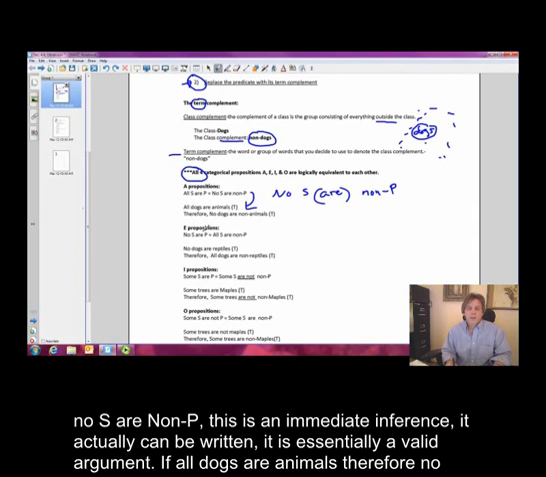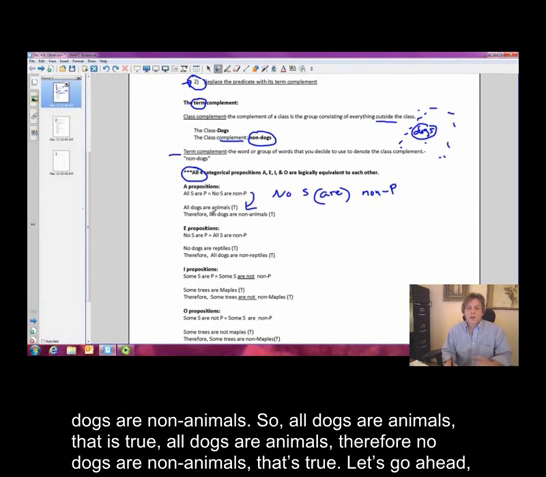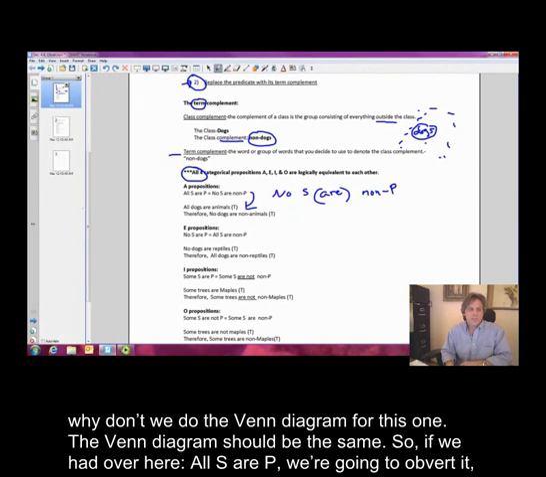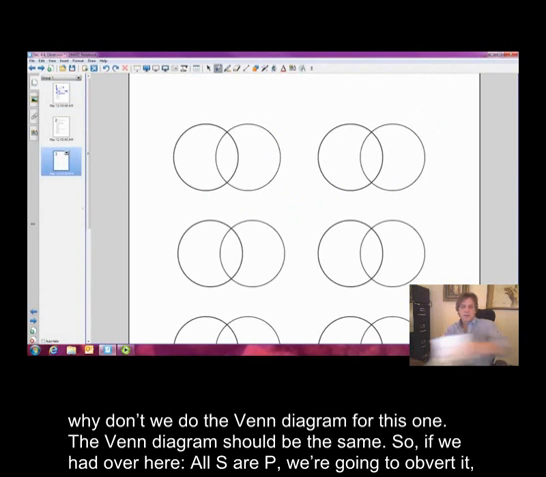If all dogs are animals, therefore no dogs are non-animals. So all dogs are animals. That's true, right? All dogs are animals. Therefore, no dogs are non-animals. That's true. Okay? And let's go ahead. Why don't we do the Venn diagram for this one? The Venn diagram should be the same.